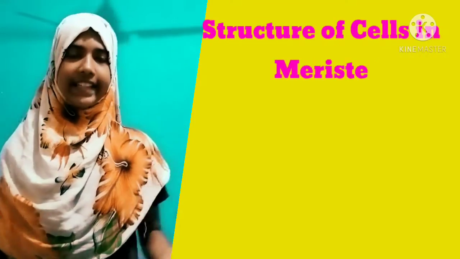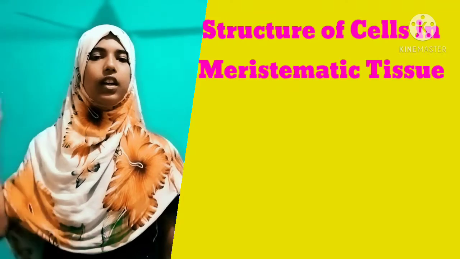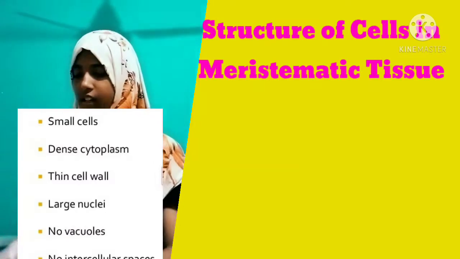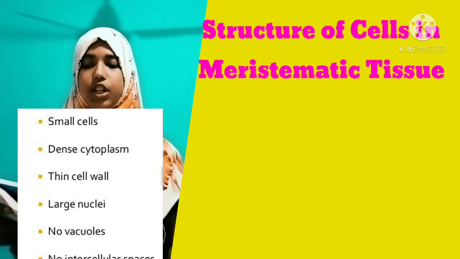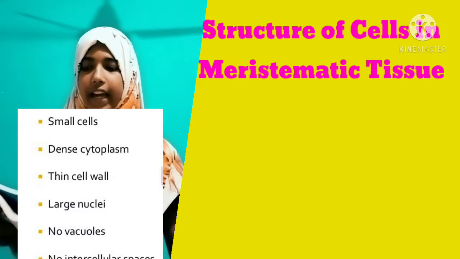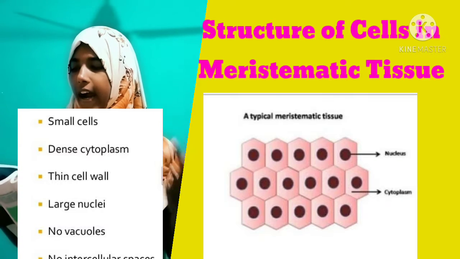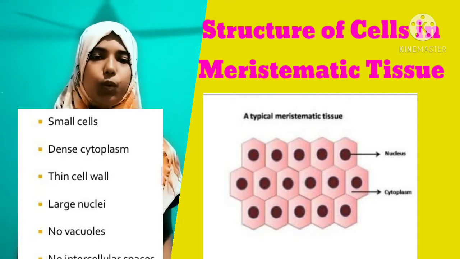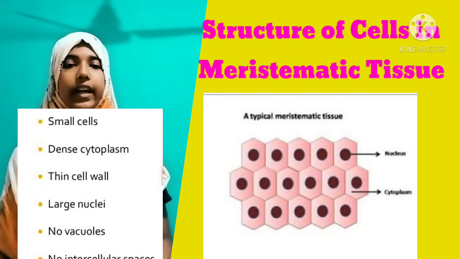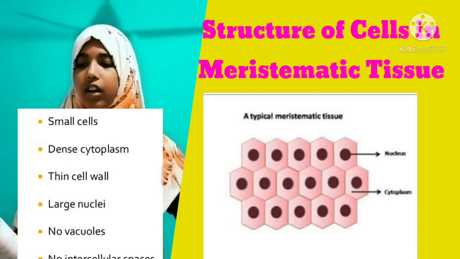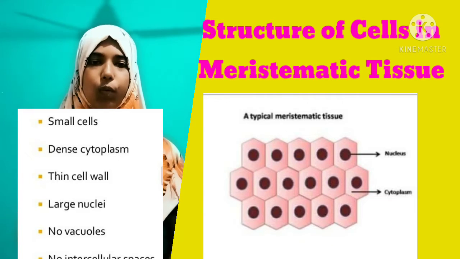So let's see how the structure of the meristematic tissue is. The cells of this tissue are very active. They have dense cytoplasm, thin cellulose walls and prominent nuclei. So how is the structure of this meristematic tissue? It has active cells. The cells of this tissue are active.